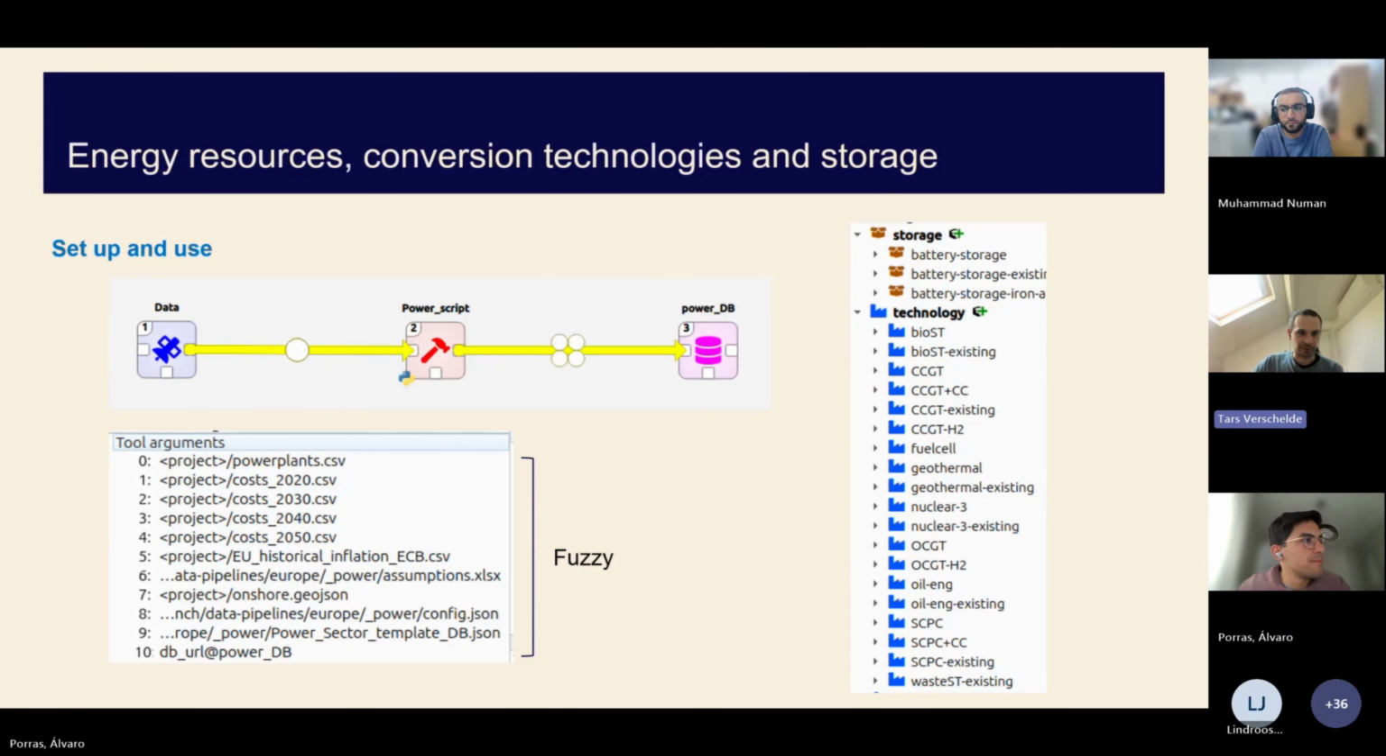So here we are talking about energy resources, conversion technologies, and storage. Well, the very short version is that here we are using the PIPSA data, so the power plants matching. So I'm not going into too much detail there. You can find all of the information at PIPSA. Instead, we'll focus a bit on what you'll see when you are setting things up.